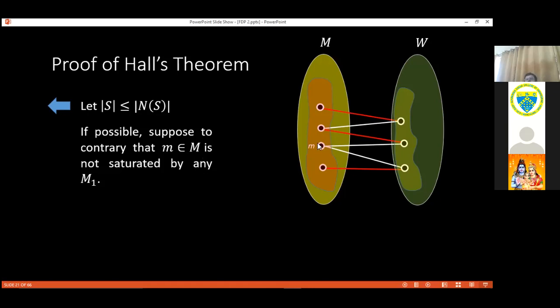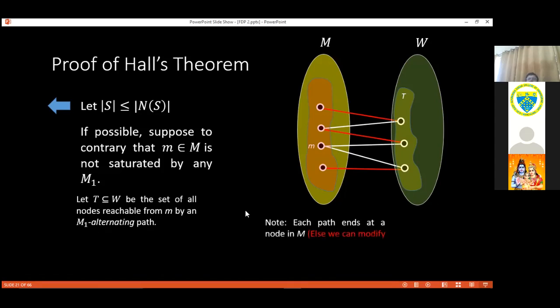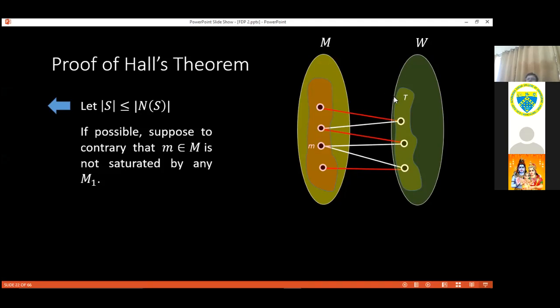Therefore, every matching from here, every edge or alternative path from here, should end at the set W only. Now, afterwards, let T be a subset of this: the set of all nodes reachable from M by an M-alternating path. Each edge, I already explained this. It is not possible here to end.